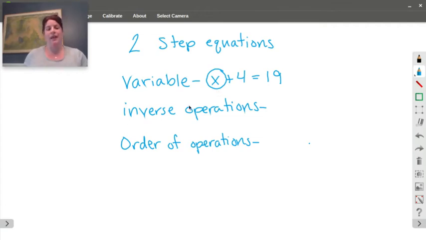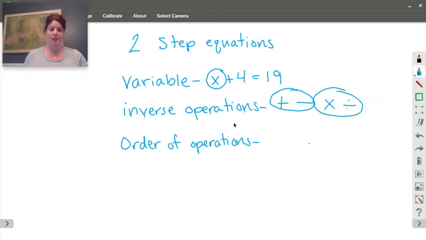All right, next one is inverse operations. This is just talking about opposite operations. So the four main operations in math are addition, subtraction, multiplication, and division. And they're sort of two sets of opposites. So addition and subtraction are opposites, and multiplication and division are opposites. So those are inverse operations.